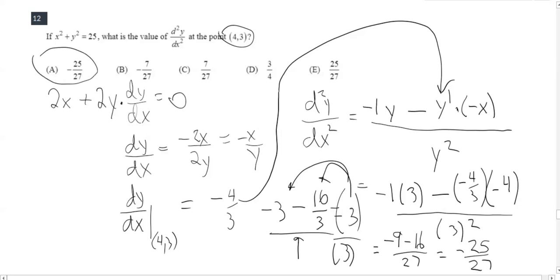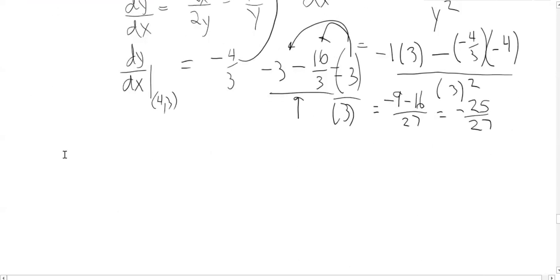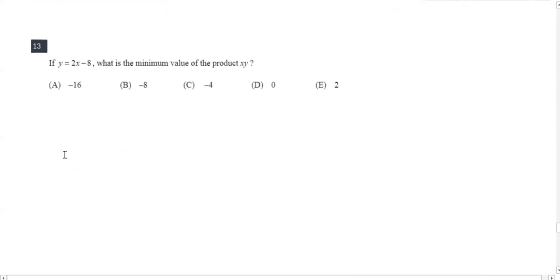Okay? So I took the first derivative, set up the second derivative using the quotient rule, and plugged in the point because I'm going to evaluate it. I'm not worried about algebraically simplifying it beyond that point. Okay? All right, number 13.